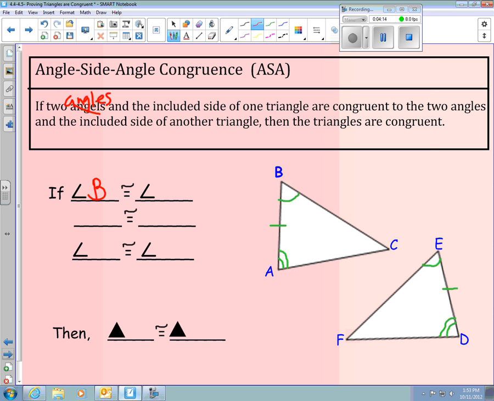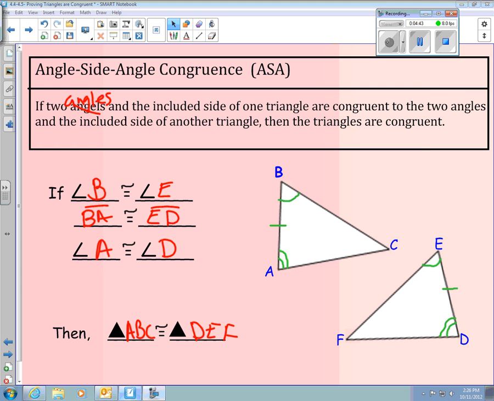So angle B is congruent to angle E. We see that by those congruent markings. BA is congruent to ED. That's our side. And then last, angle A is congruent to angle D, then those are going to also be congruent. So those three, if that happens, then we have our triangle ABC is congruent to triangle DEF.